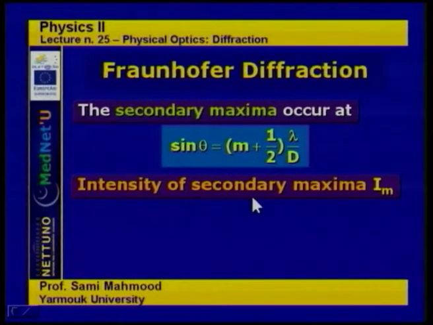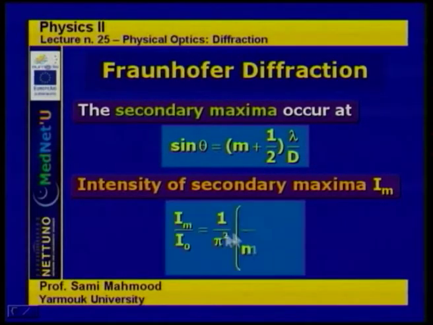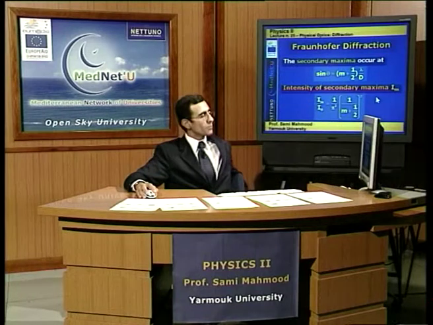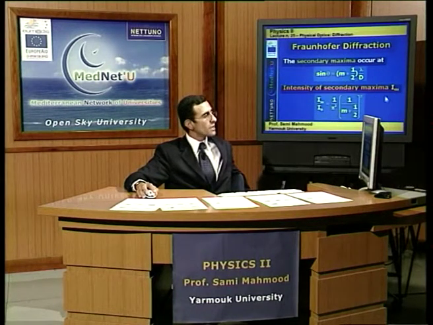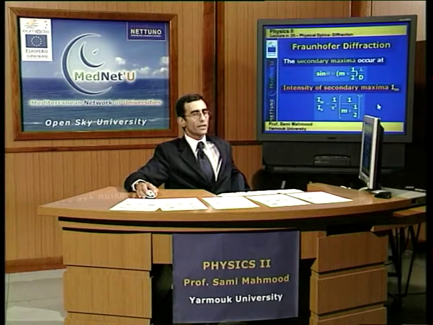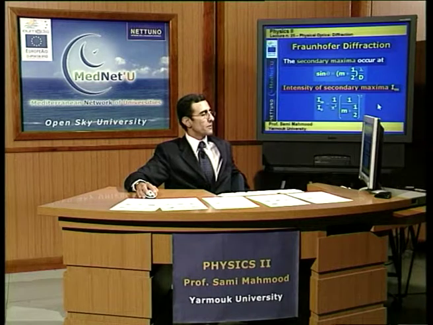So the intensity of the secondary maxima, Im, is given by Im over I naught equals 1 over pi squared times 1 over (m plus 1/2) squared. That is from the previously developed relation, and putting this value for sine theta, we get this relation for the intensity of the secondary maxima.